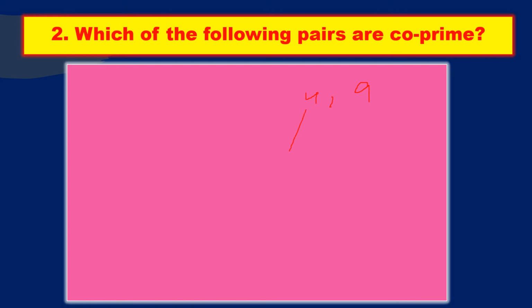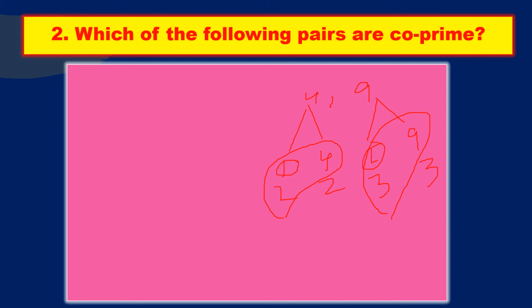Suppose I am taking 4 and 9, these two are composite numbers. 4 factors are 1, 4, and 2. Now 9 factors: in 1 table it goes 9 times, in 3 table it goes 3 times. So these are the factors of 9. If you see here, there is only one common factor, that is 1. There should be only one common factor, and that number should be 1 only. Every number will have 1 as a factor, no problem in that. Except this one, no common factor should be there.